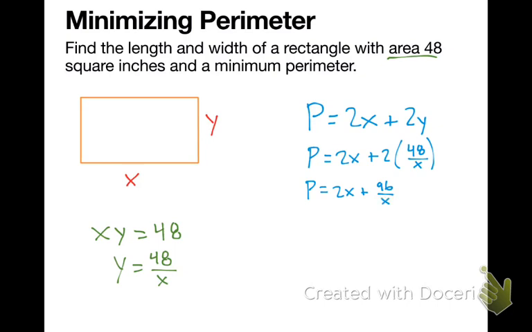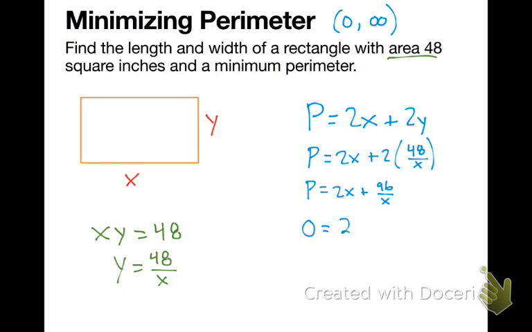We do not have any endpoints specifically given to us. Of course, our dimensions would be positive numbers, so anything greater than 0, I suppose. But we don't have a closed interval with endpoints to check for candidates, and so we'll just go with our critical points. So let's find those critical points, finding p prime and setting it equal to 0.